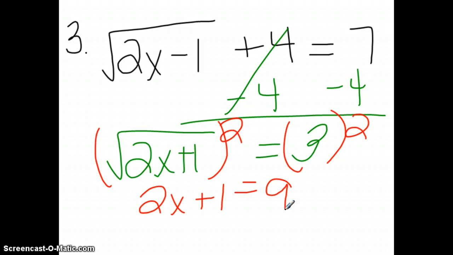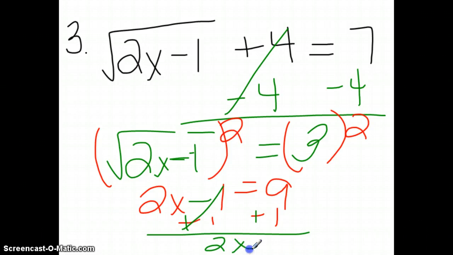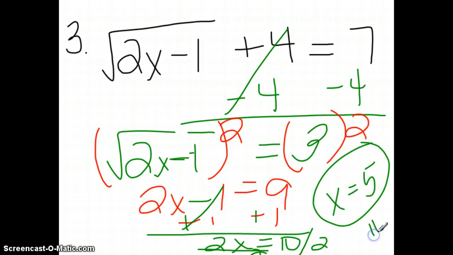Now that's just a simple two-step equation, and you should know how to take care of that. Go through, subtract 1. Oh, I wrote this problem wrong, didn't I? Minus 1. So I'm adding 1. And I get 2x equals 10. Divide by 2 and divide by 2. And I get x equals 5. Good job, guys. Okay, we only have one more example, and then you should be good to go.